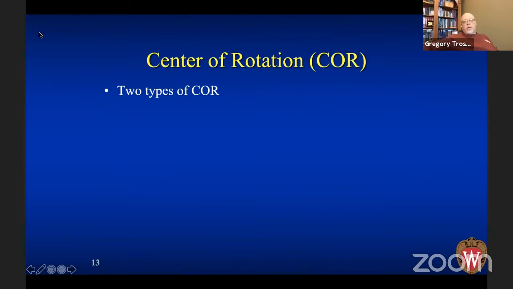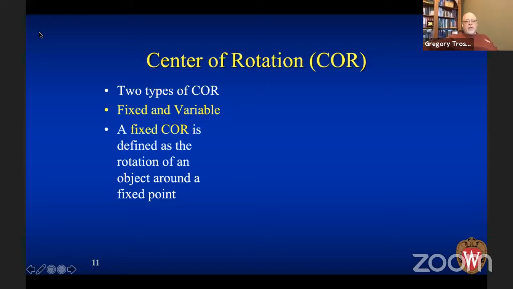There's two types of center rotation, and this is just a personal bias. They're fixed and variable, and my preference would be variable. With a fixed center rotation, you have a limited number of points where the spine will be loaded, whereas if you have a variable one, you have an infinitely larger number of loading patterns.